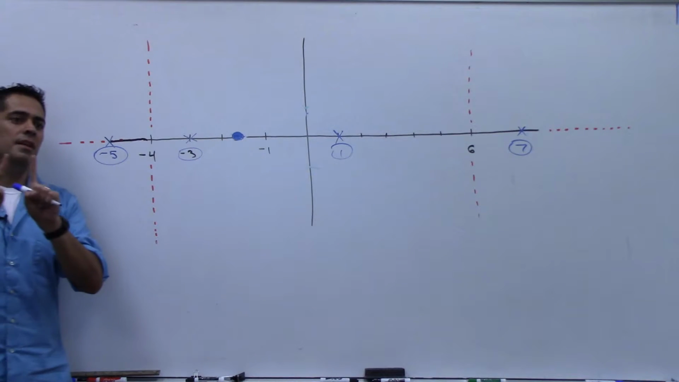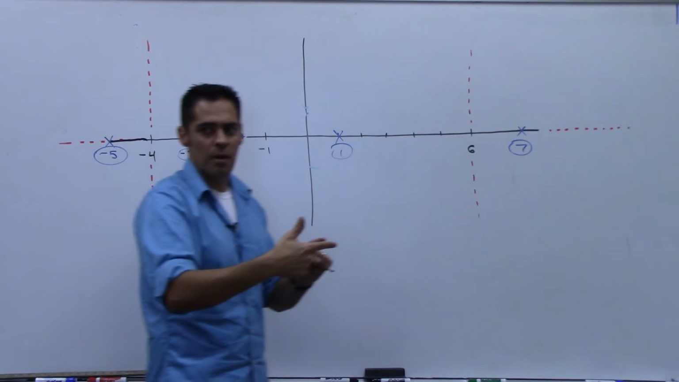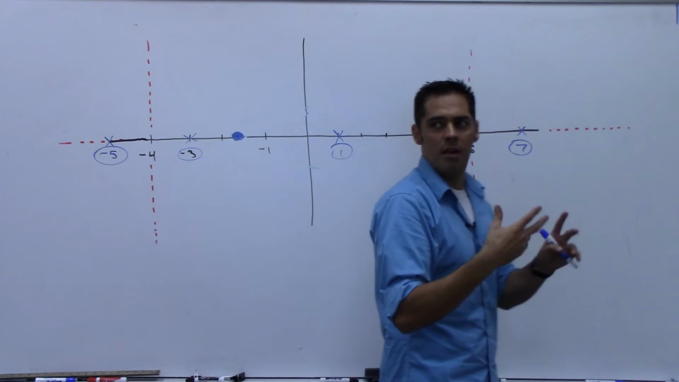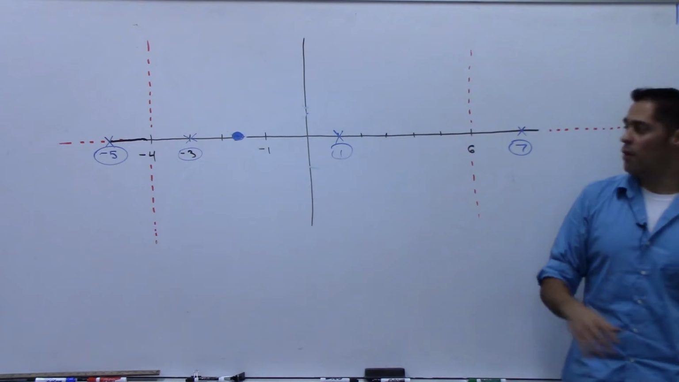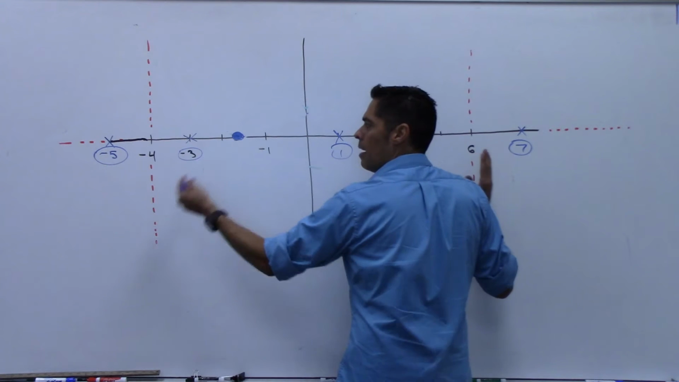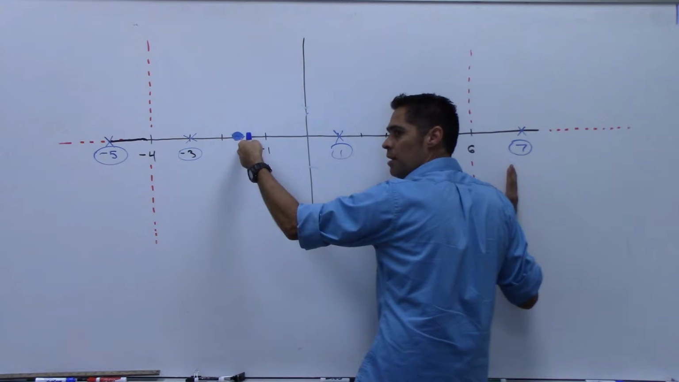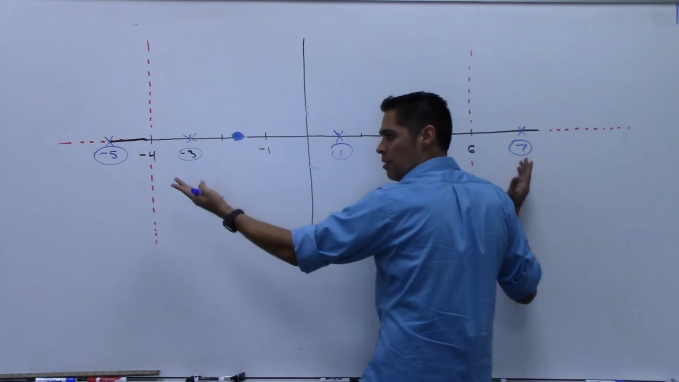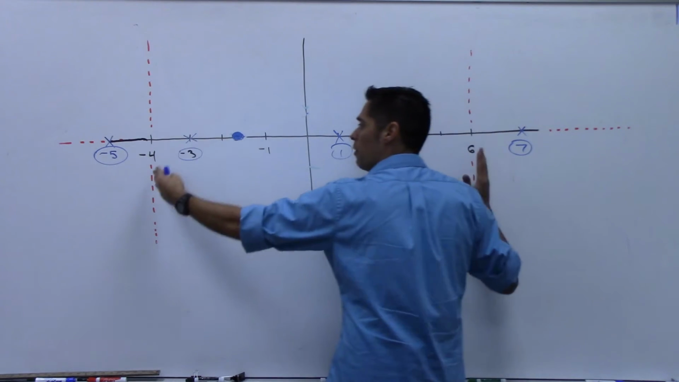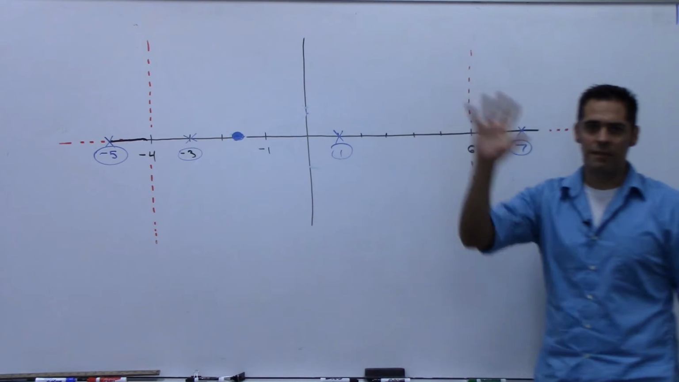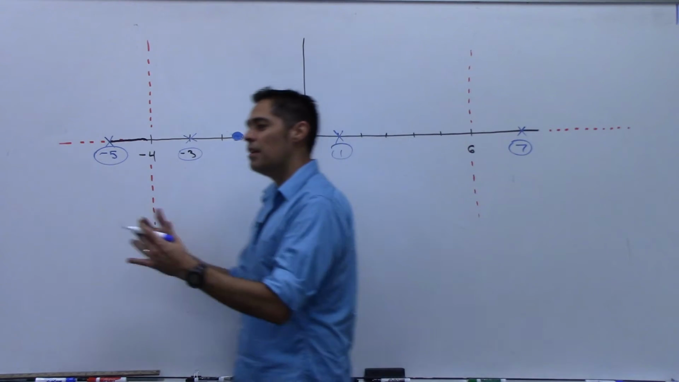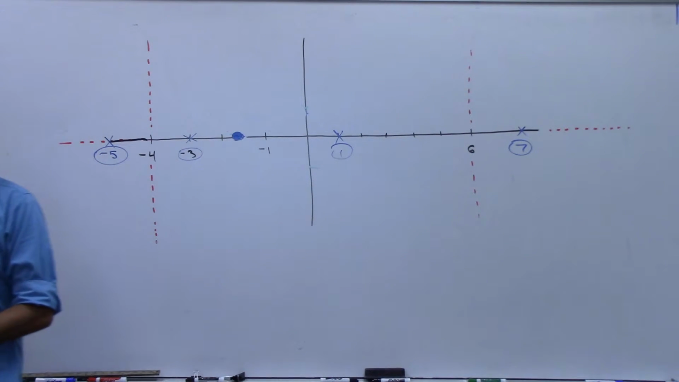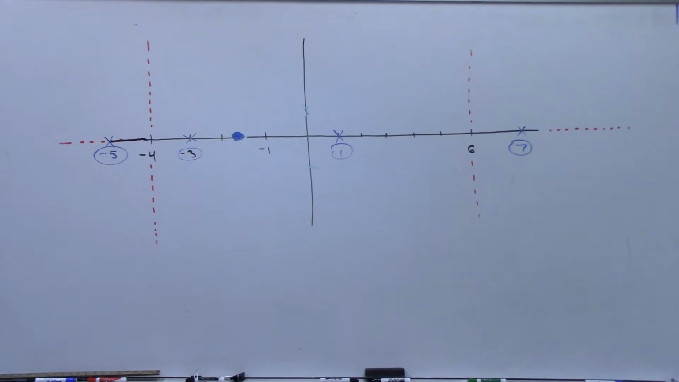You'll always need one more test point than the total of your x-intercepts and vertical asymptotes together. All right? So if you have 2 verticals and 1 x-intercept, that's 3, right? You'll need 4 test points. If you have 2 verticals and 2 x-intercepts, you'll need 5 test points. If you have 3 verticals and 7 x-intercepts, you'll need 11 test points. Understand? The rule of thumb is 1 more than the total number of x-intercepts and verticals combined.